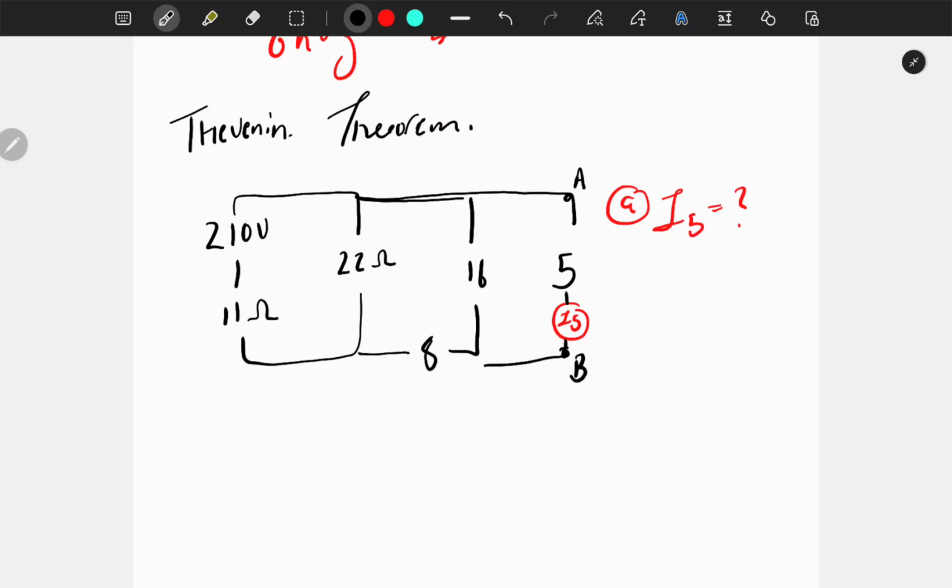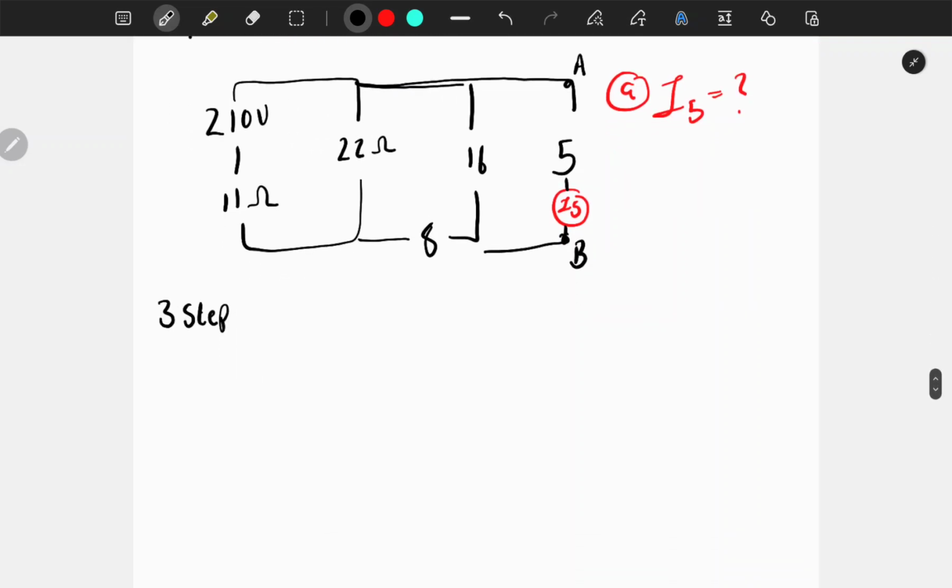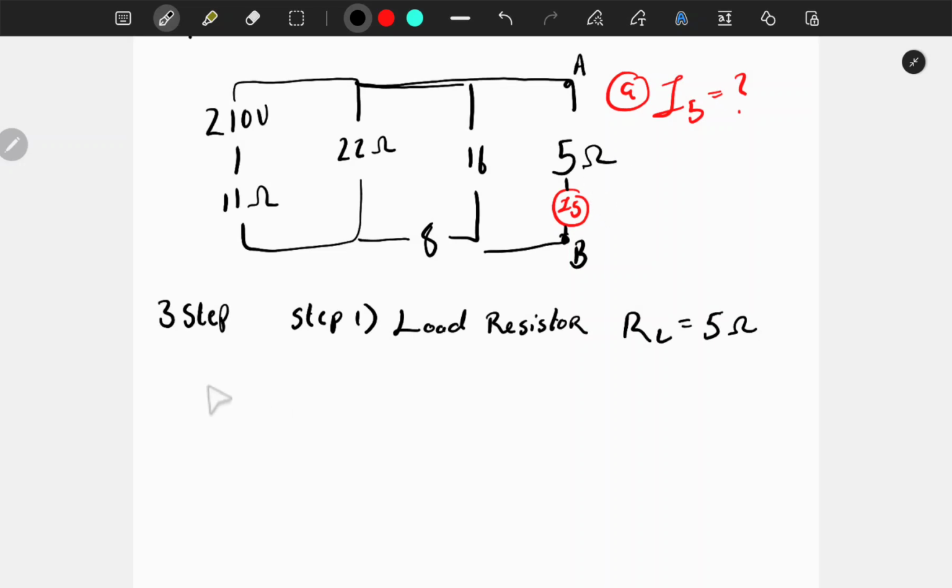So to solve Thevenin, there are 3 steps, right? So step 1, your load resistor. So what is your load resistor? So your RL is going to be 5 ohms, which is this 5 ohms over there, right?